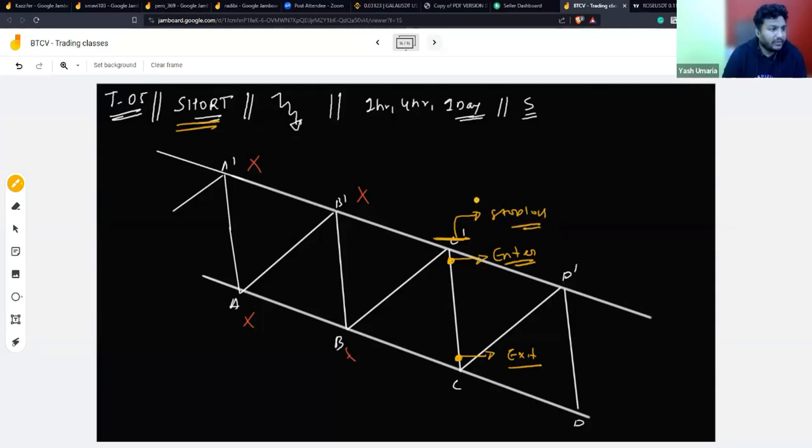C dash, are we not having 2 points? Yes, we do have 2 points till C dash. But if the market takes a U-turn from C dash, then we can count this as a point, but after the U-turn, not before that. After the U-turn, we can count it as a third point. But if you want to be more secure, then D dash is the answer.